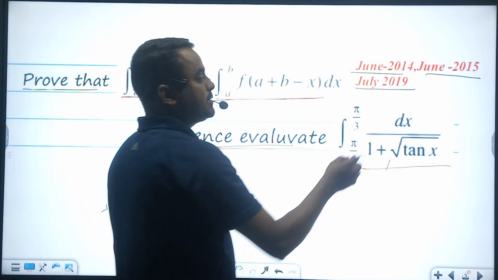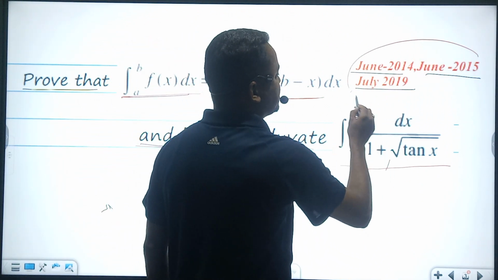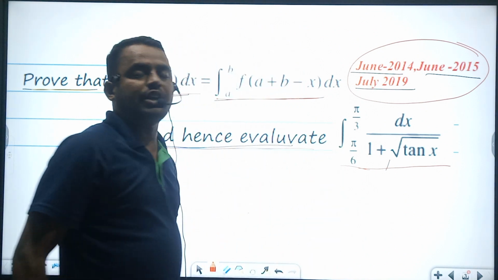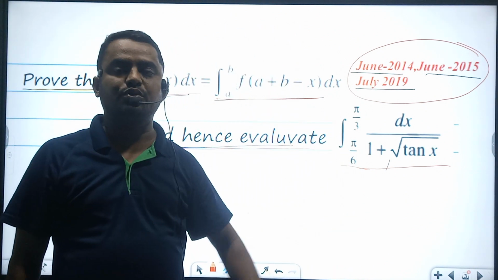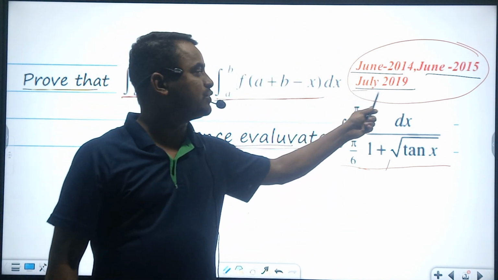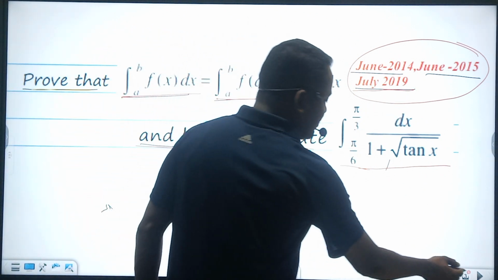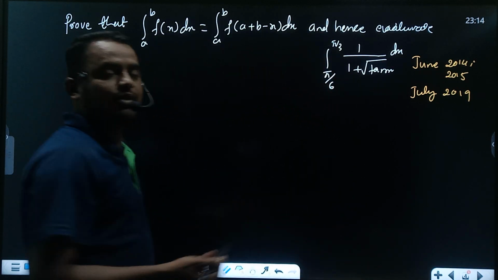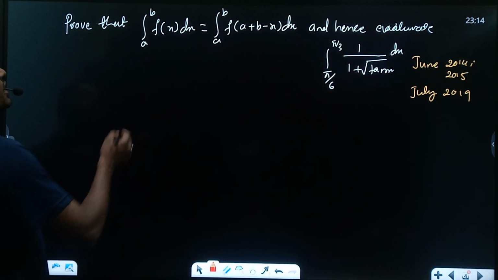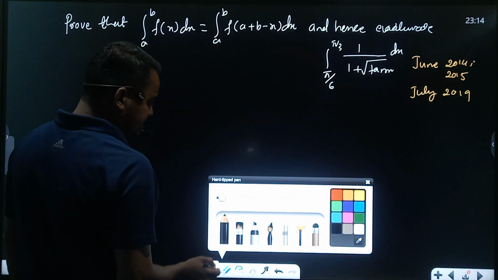This property has been asked 3 times in the annual examination previously: June 2014, June 2015 and July 2019. So first we will prove the property, then we will move on to solve the problem on that. Take first to prove the property.